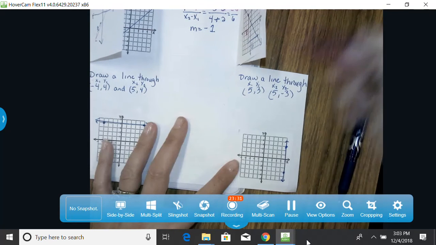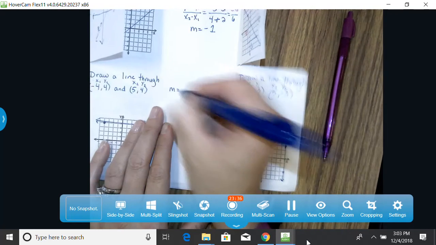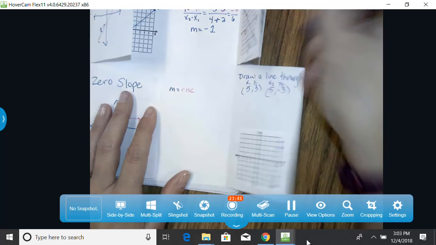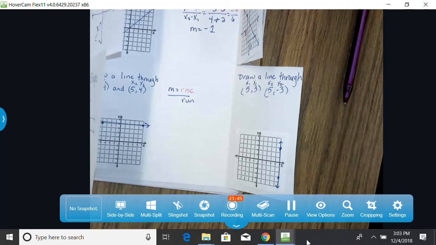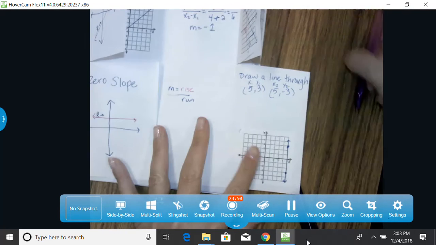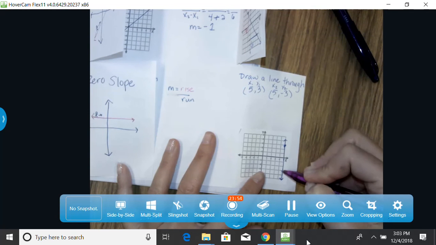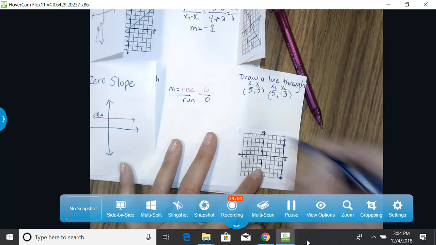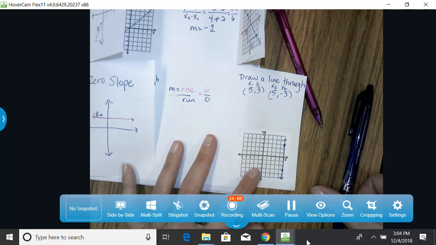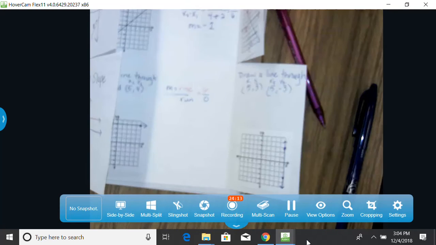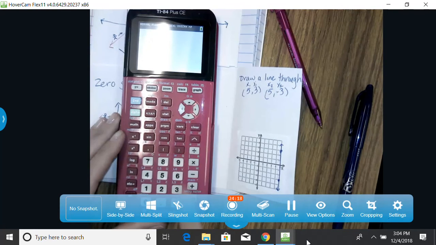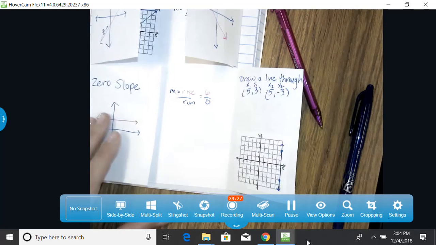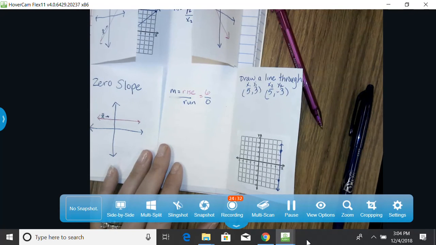If I try to calculate my slope using rise over run, when I'm going from this point to this point, it looks like I'm rising 1, 2, 3, 4, 5, 6. And I'm not going left or right at all. 6 divided by 0. Now, if you've never tried to put 6 divided by 0 into the calculator, it's a good test for you. Error. You cannot take a number and divide it by 0. I'll prove to you why it doesn't work in just a minute. This means it is undefined.